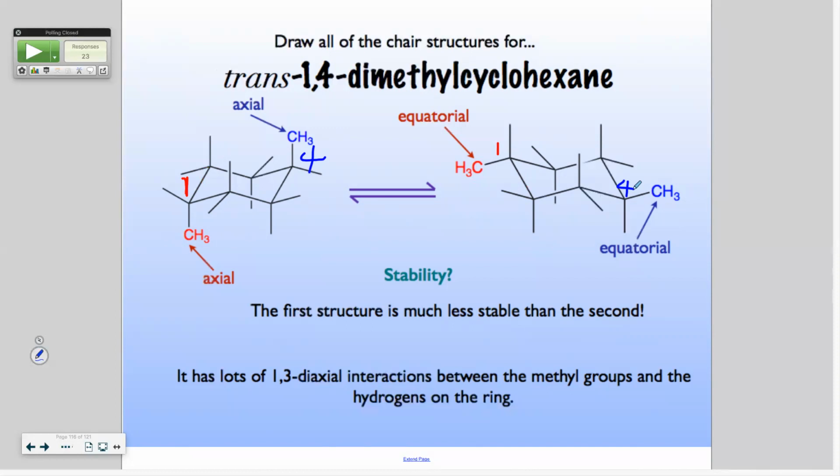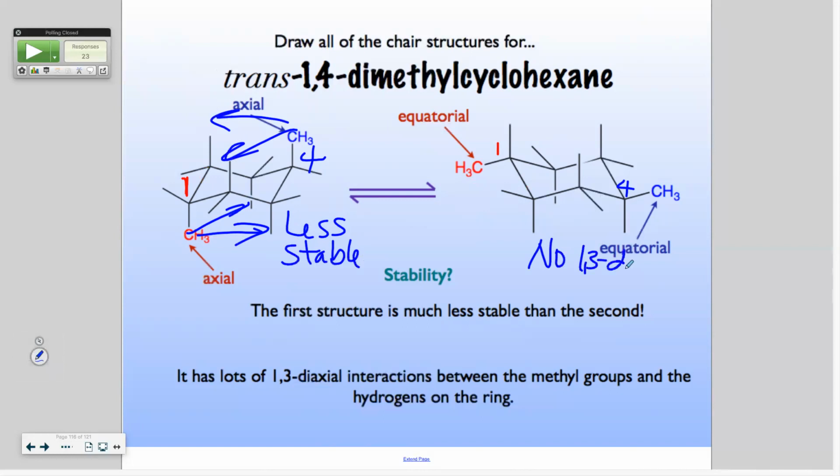Okay, which one is the most stable? The first one is the most stable? No. The first one is less stable. Okay, why? It has lots of 1,3-diaxial interactions. Yes. It has them on the top and it has them on the bottom. And what about this one? It has no 1,3-diaxial interactions. Your book may also use the word 1,3-diaxial repulsion, which is fine. You got to get the 1,3 thing in there.